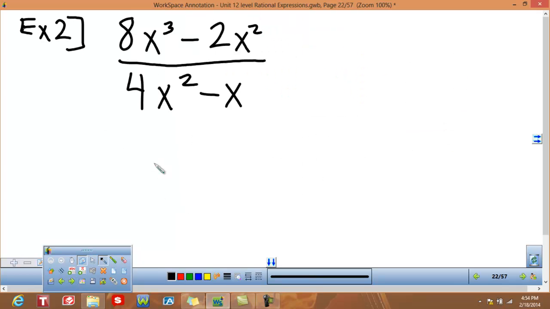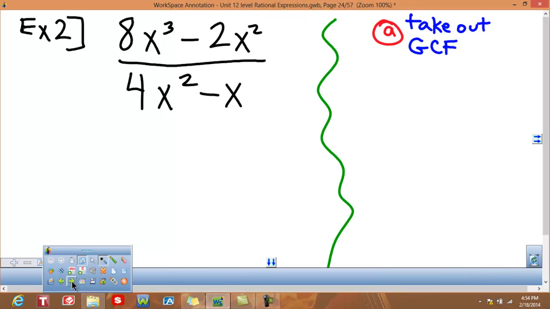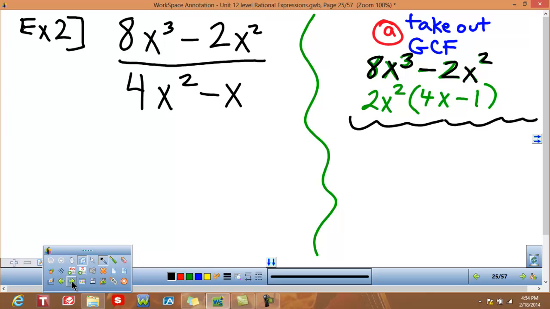Example 2. In example 2, we notice that there are now 2 terms in the top and 2 terms in the denominator. The first thing we need to do is look for a GCF. What is in common in the numerator? Well, we start with 8x cubed minus 2x squared. There is a 2x squared in common with both terms. So I pull that out. That is multiplied to 4x minus 1.